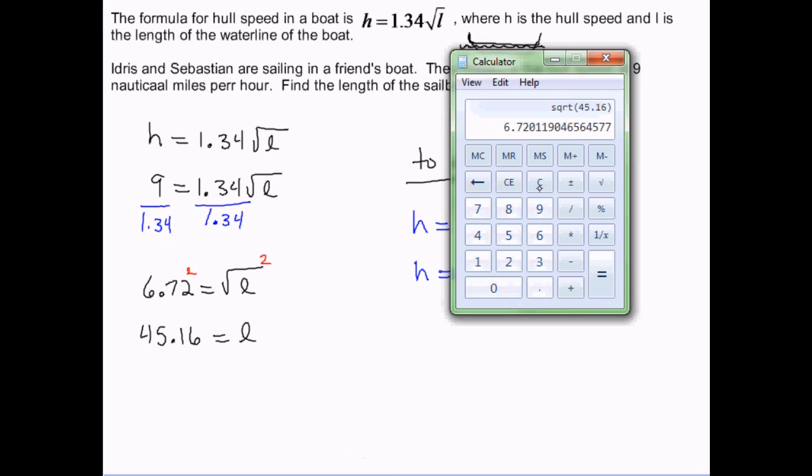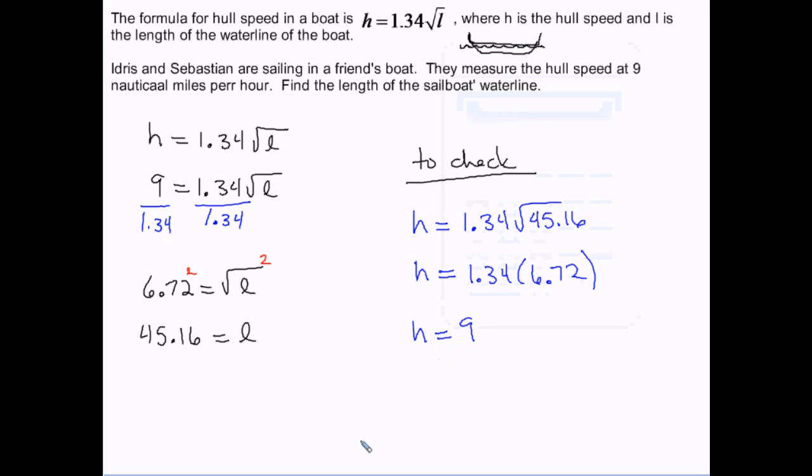And if I take that and I multiply it by 1.34, I get 9. And so we know we did it correctly.